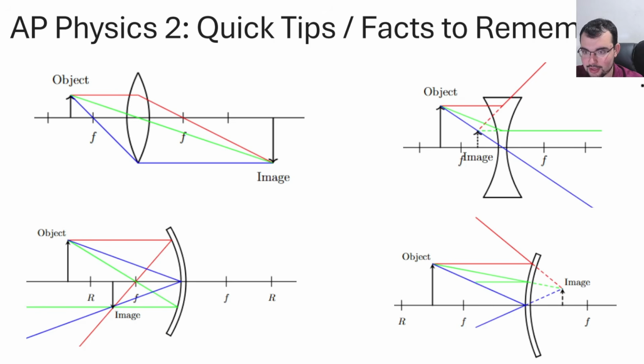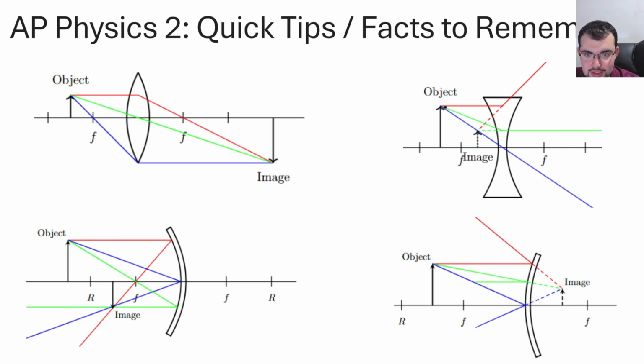So what does that mean? Here's our pictures. So we see enters parallel, goes through focus; enters through focus, exits parallel. And then we do have a third rule. For lenses, going through the center does nothing. For a mirror, it's flat at the center, so just use the law of reflection. It bounces at the same angle.